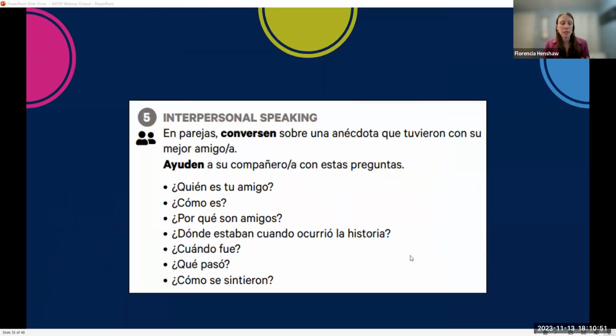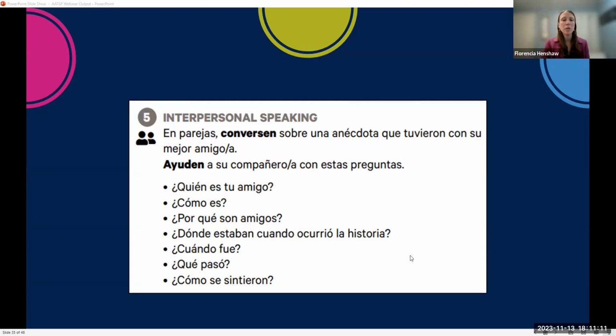Now, when you think about something like this that you might see in a textbook, it is labeled interpersonal speaking. This is a new textbook published last year, right? So they're using these ACTFL labels of interpersonal speaking. However, when you think about it, I'll translate it so you understand. Sorry, it's all in Spanish.